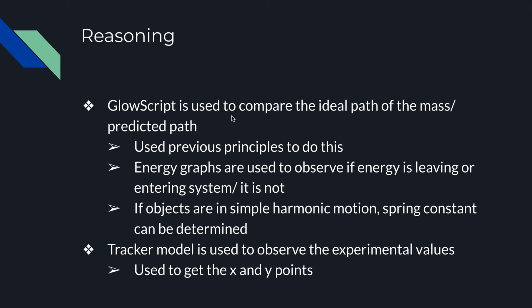So GlowScript was used to get the model and the ideal path of the mass, and the observed path was given by Tracker. I used the previous principles to get this, and then the energy graphs were used to see if energy was leaving or entering the system. It was not. If objects are in simple harmonic motion, then the spring constant can be determined, and then the Tracker model is used to observe the x and y data points of the observed values.